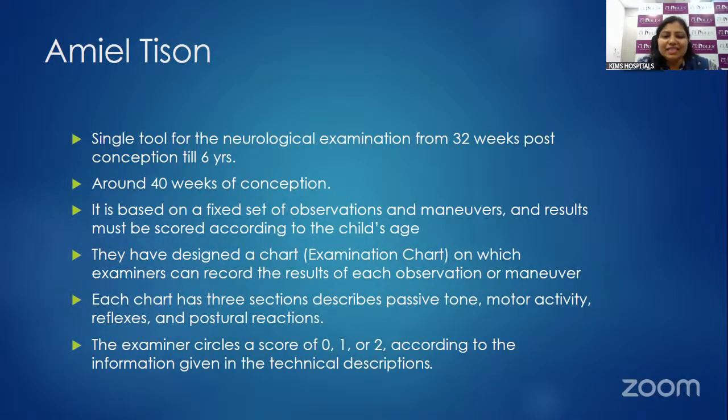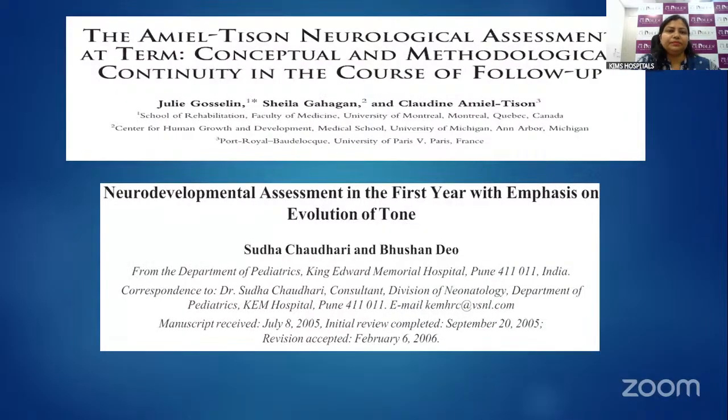Each chart has 3 sections: describing passive tone, motor activity, reflexes, and postural reactions. Then the examiner circles the score of 0, 1, or 2 according to the information given in the technical description. Though it looks like it has a very big set of maneuvers, it is very easy to perform, and it doesn't take much time.